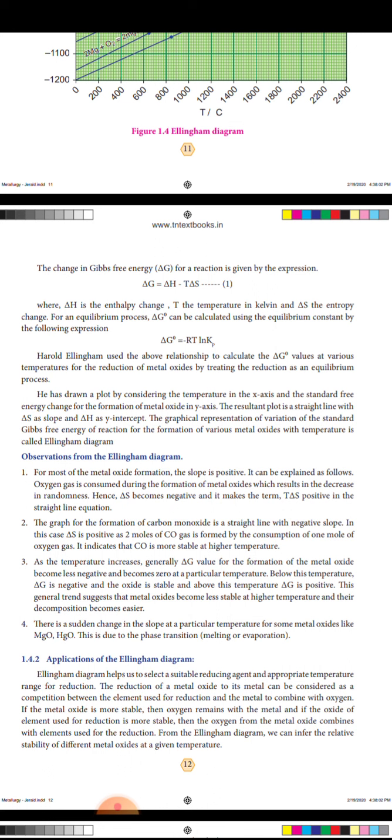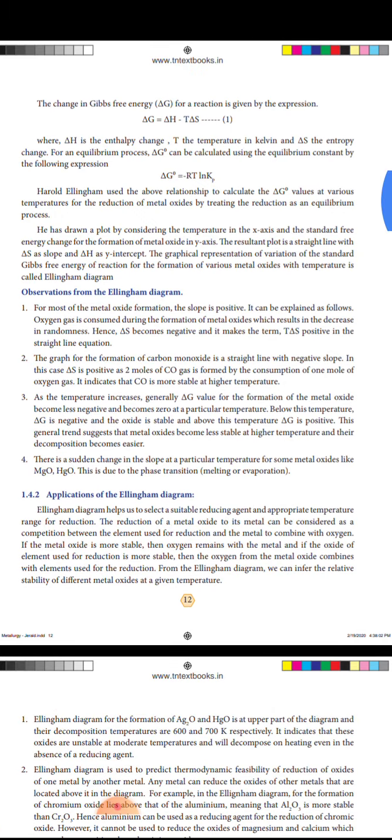There is a sudden change in the slope at a particular temperature for some metal oxides like magnesium oxide, MgO, and mercury oxide, HgO. This is due to the phase transition, melting or evaporation. Application of the Ellingham diagram.